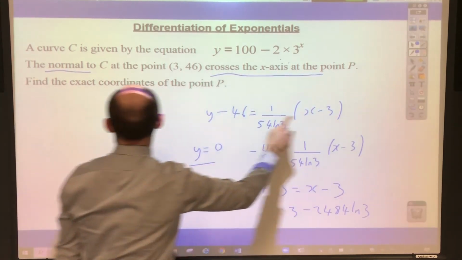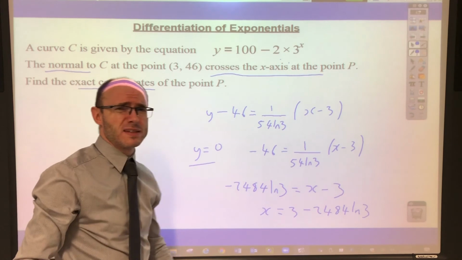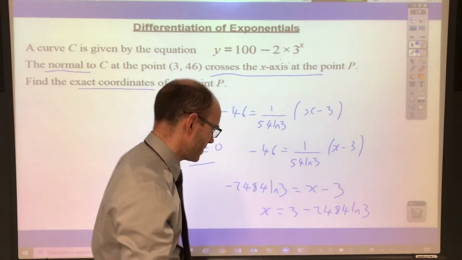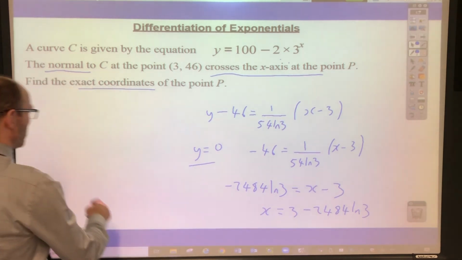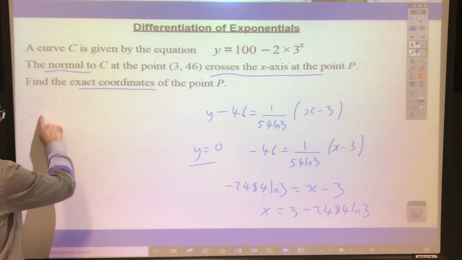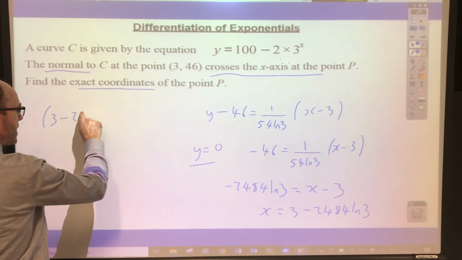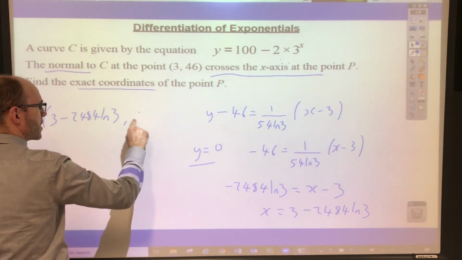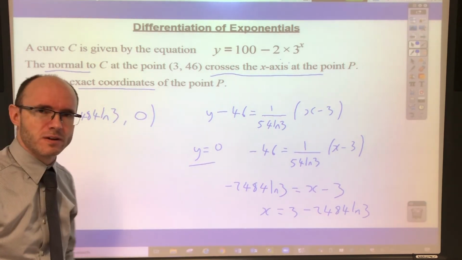It does say find the coordinates, and I'm always saying this, if it says find the coordinates, write your answer as coordinates. Otherwise it's not finished, is it? So therefore the coordinates are (3 minus 2,484 natural log 3, 0), and the y coordinate is 0. There, and it's done.